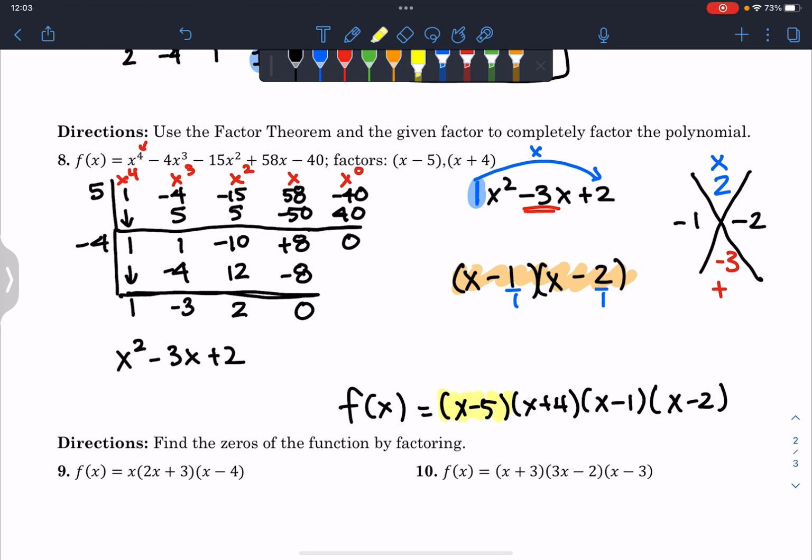So on tomorrow's quiz, this again is the expectation for you to identify, and thus not the remaining two factors, but again to simply write the function as the product of all of its factors.